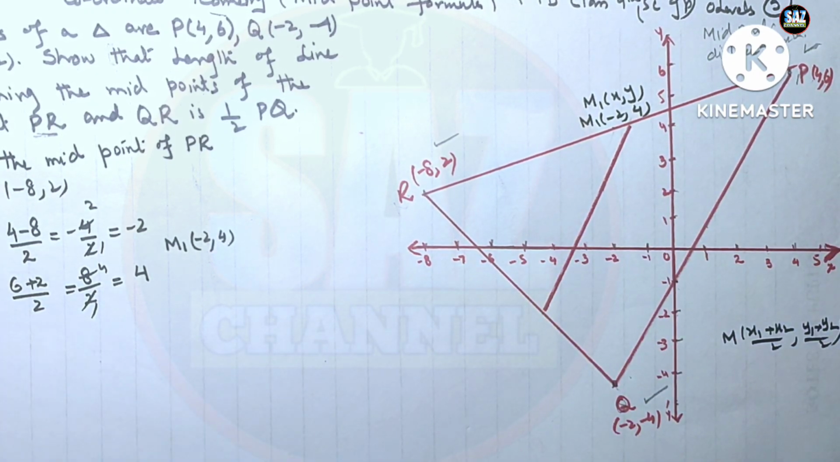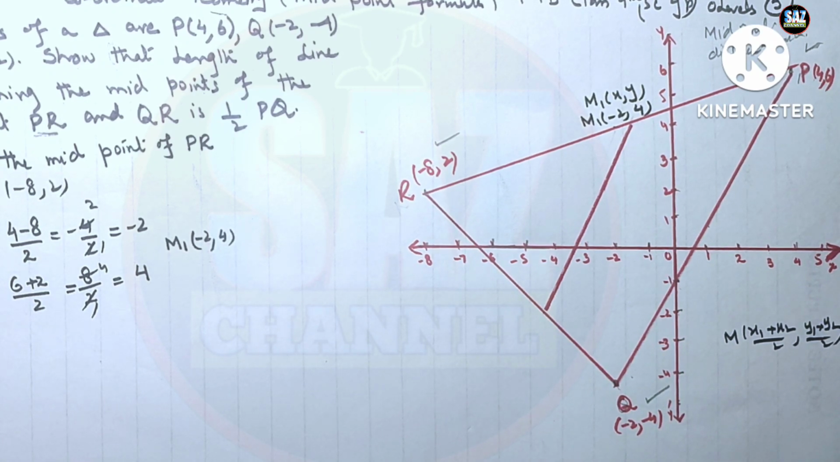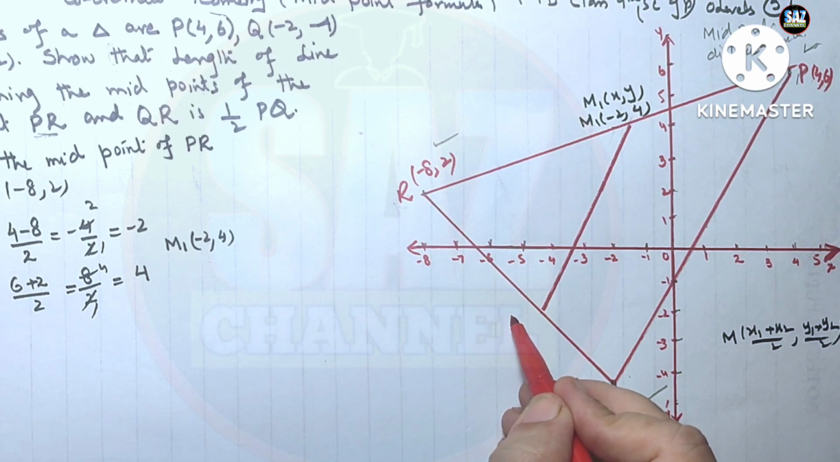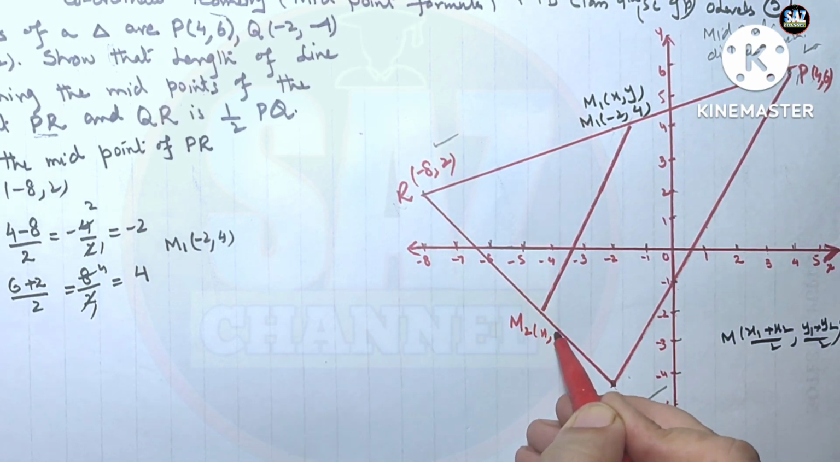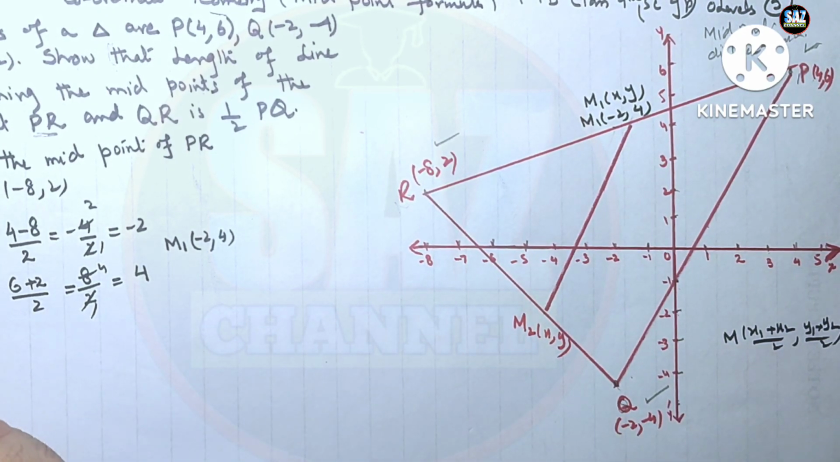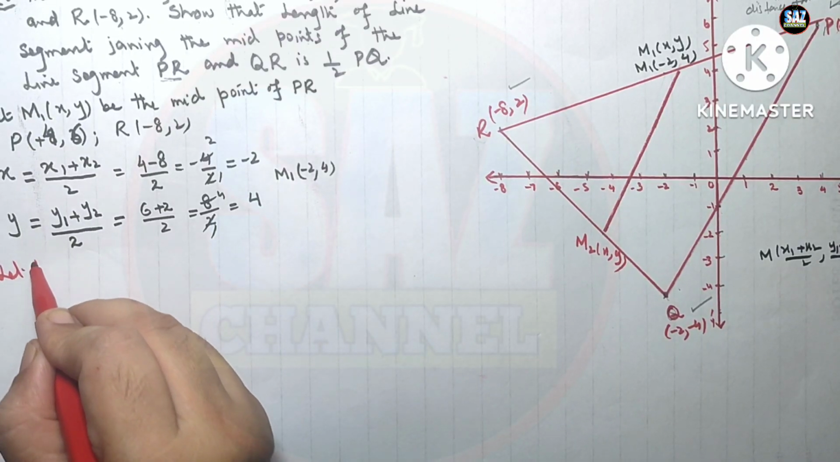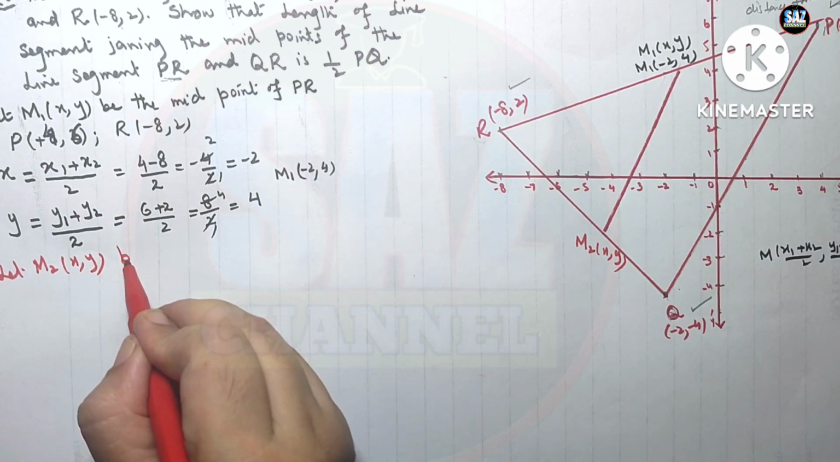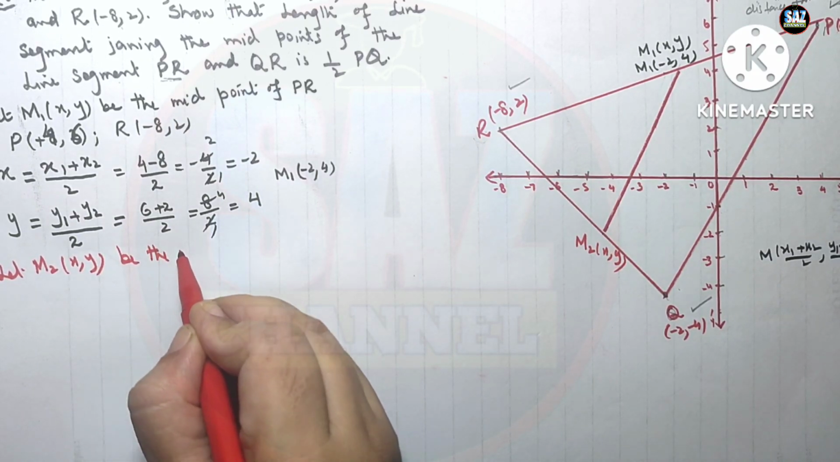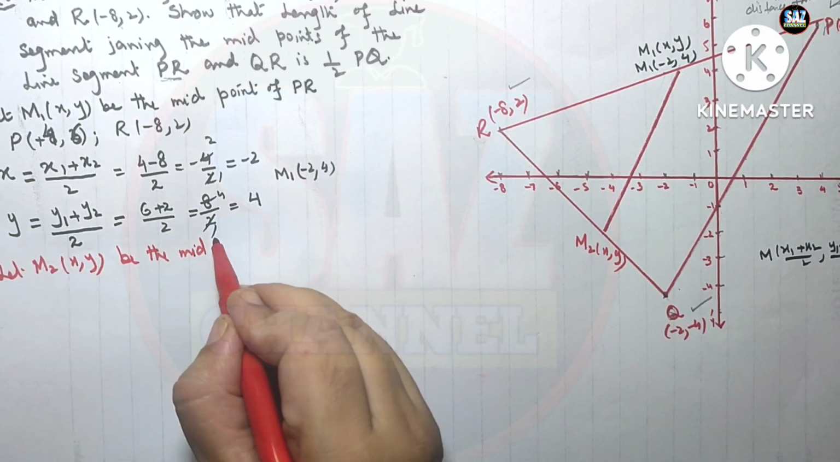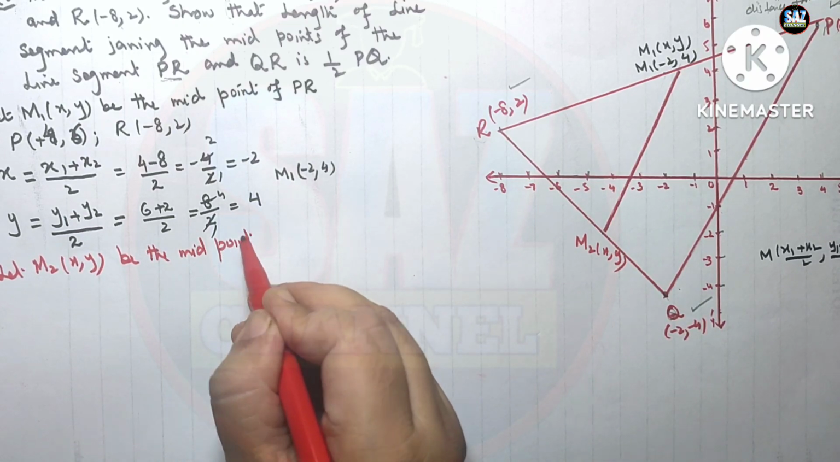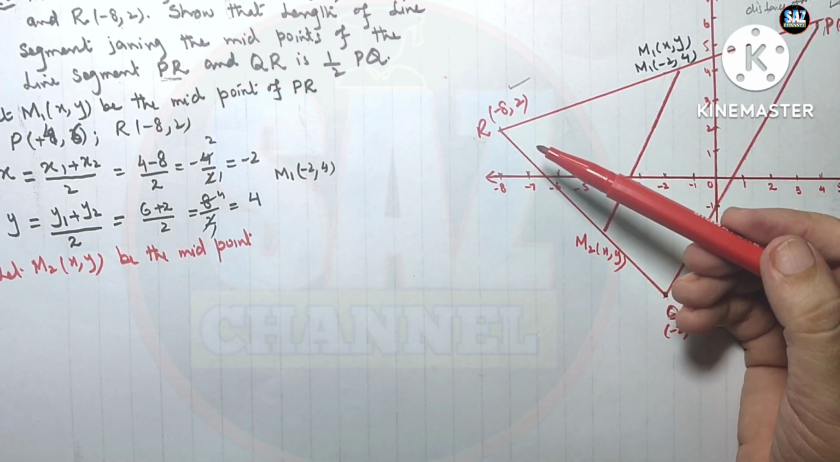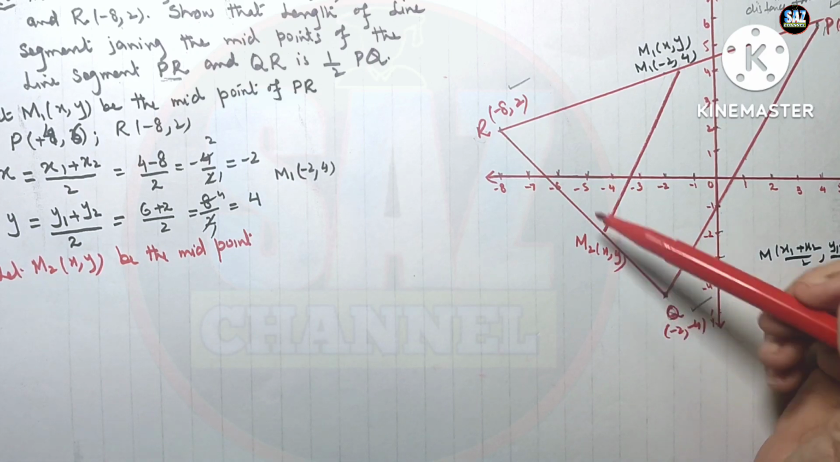Now I have to go for M2. Let me use different pens so that my students can differentiate. Let M2(x, y) be the midpoint of which line? QR.